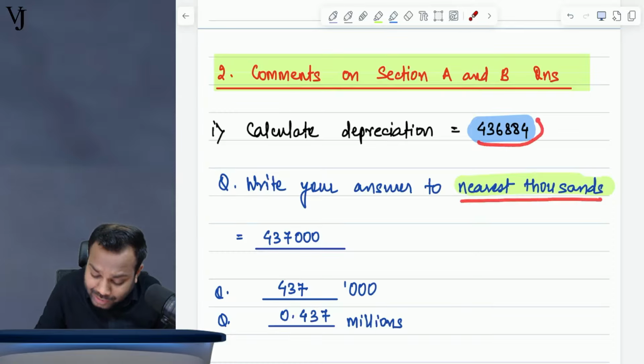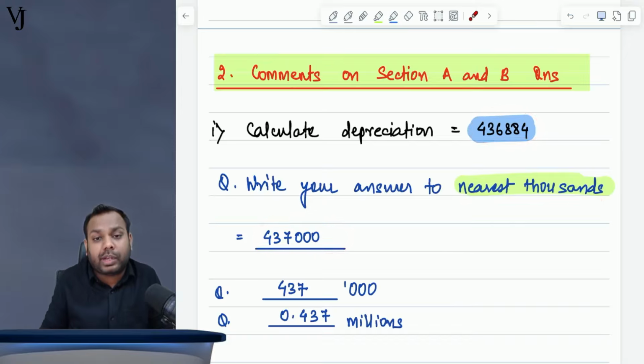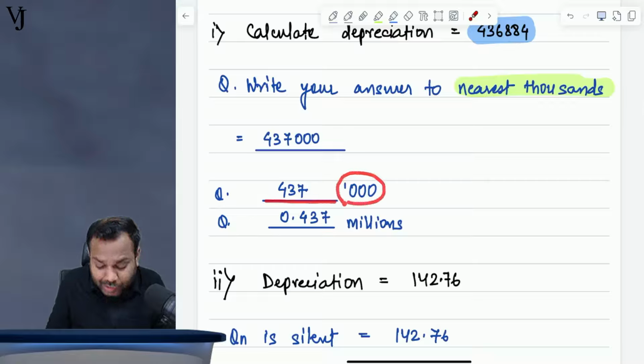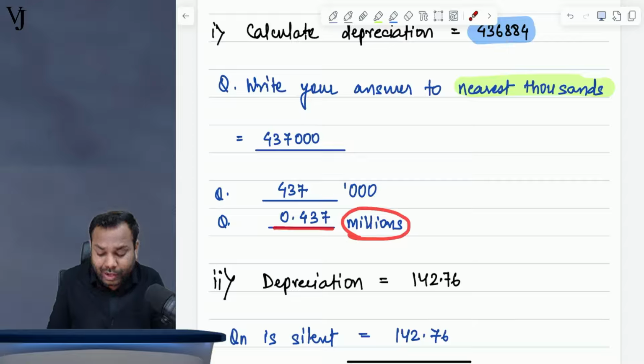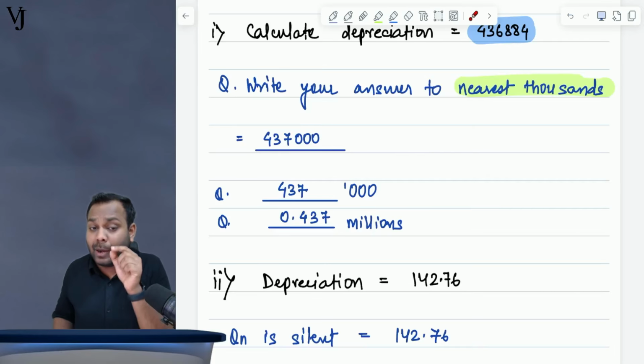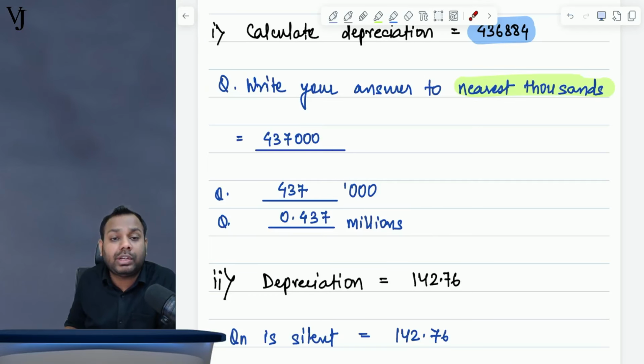Now, what is the nearest thousand figure? 437,000. So you have to write the answer as 437,000. If the same question had asked for thousands, you will write only 437. If the question had asked for millions, you will write 0.437. So you need to understand the mode in which the question is being asked.